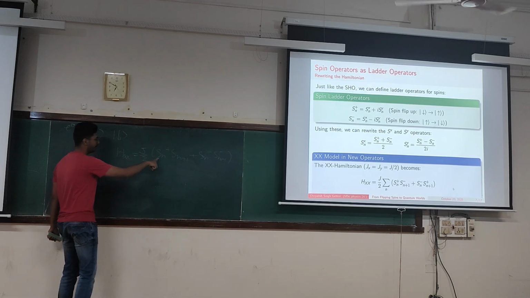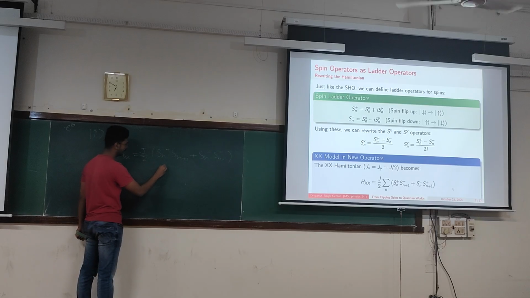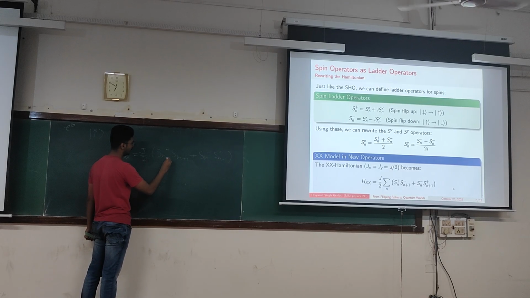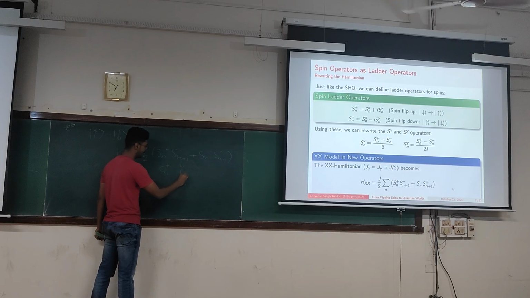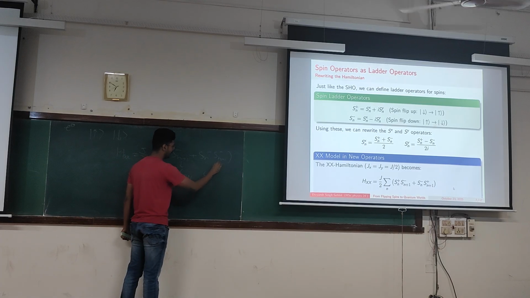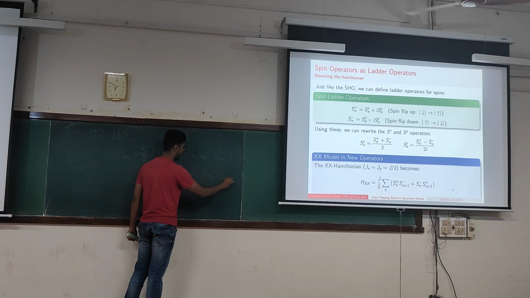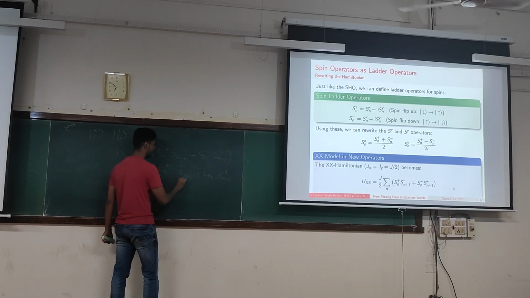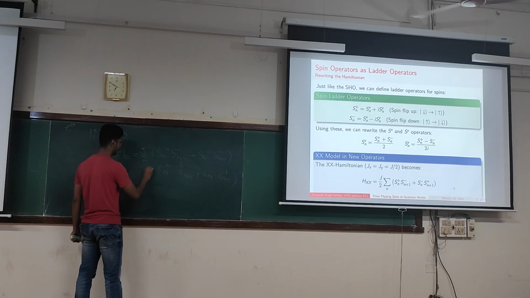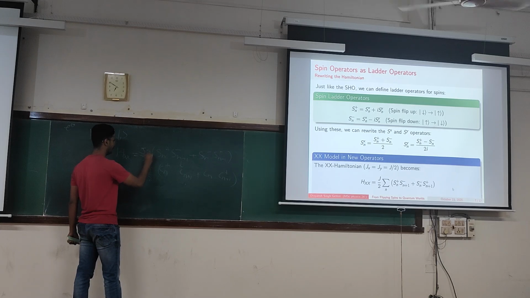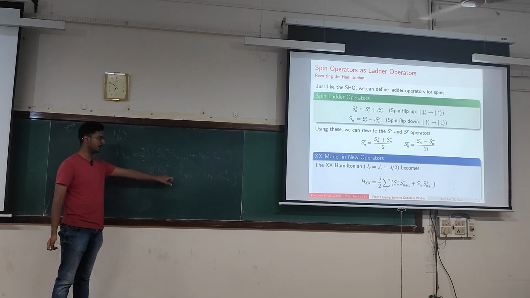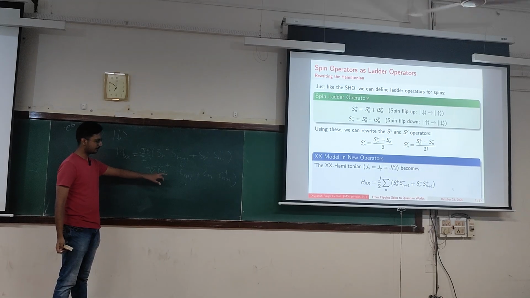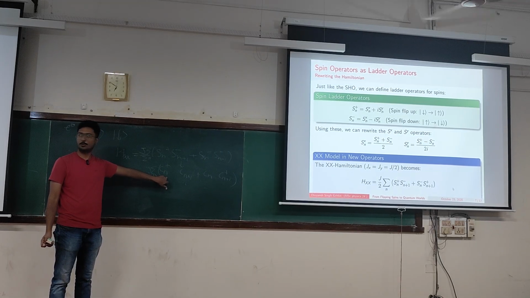So if we write this as C_n dagger C_(n+1) plus C_n C_(n+1) dagger, it will be multiplied by J by 2, with a summation over n. So this is the Hamiltonian in terms of creation and annihilation operators.